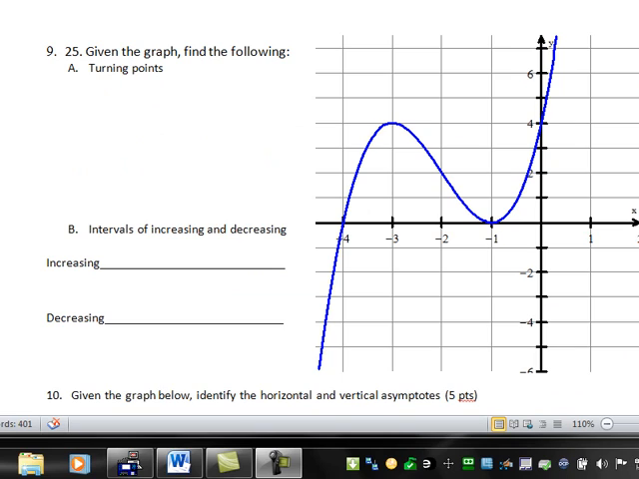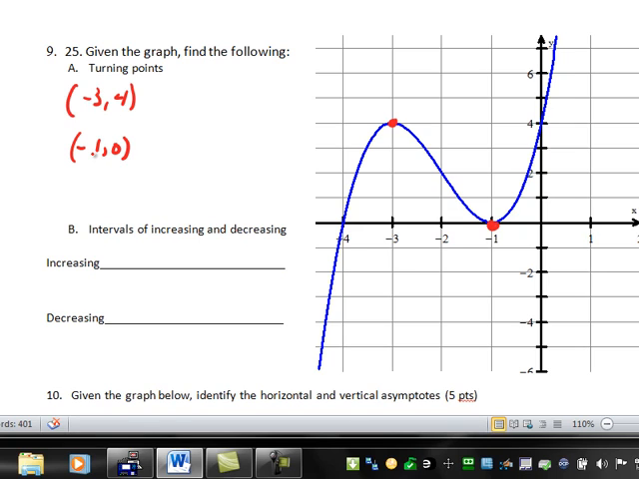Okay, given the graph, find the following. Let's find the turning points and then intervals of increasing, decreasing. So really nothing new, maybe a new word, turning point. Hopefully that visually will make sense to us. Turning point is just where the graph happens to change directions, right here and right here. So we have it at, what is that, negative 3, 4. And at negative 1, 0. Those are the turning points. Simple enough, right?